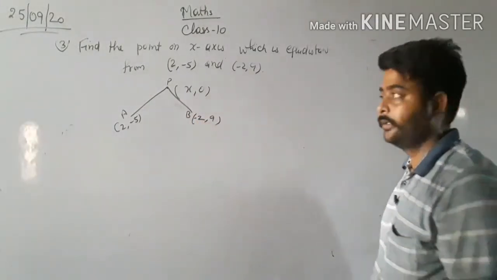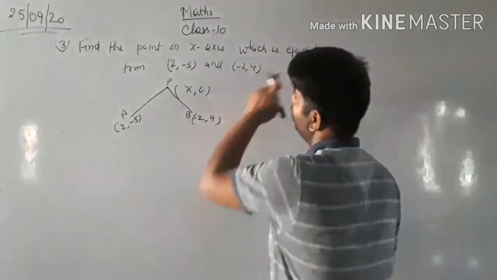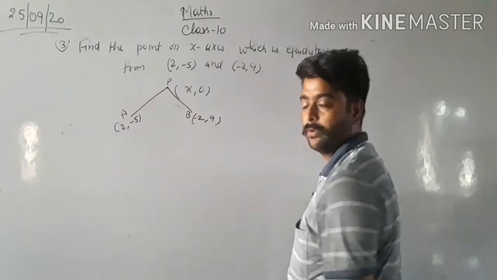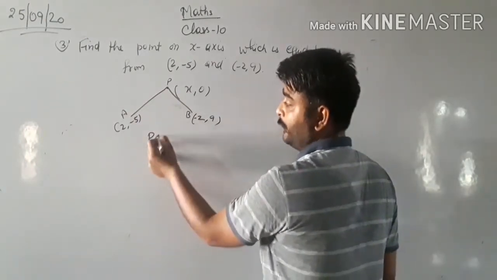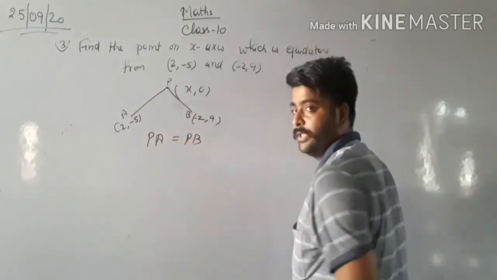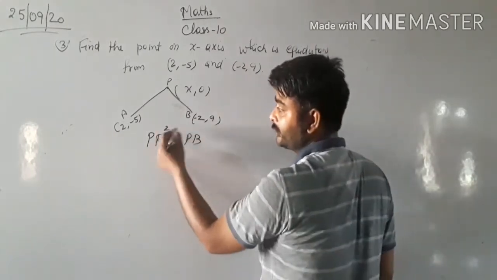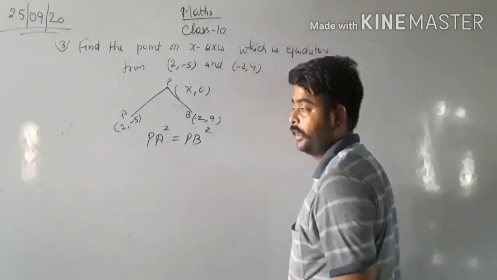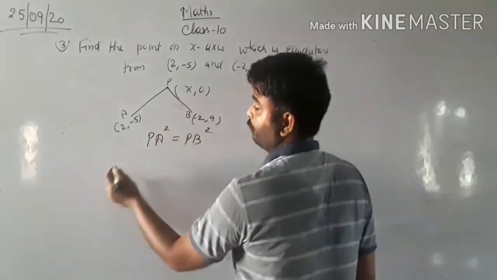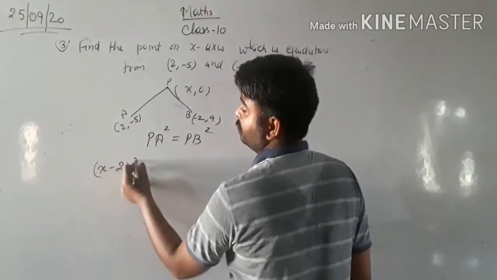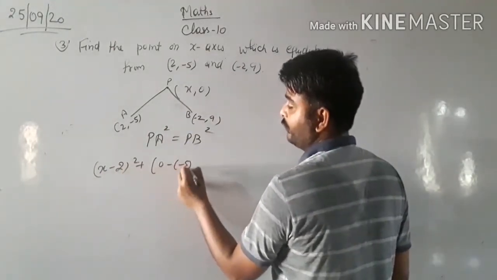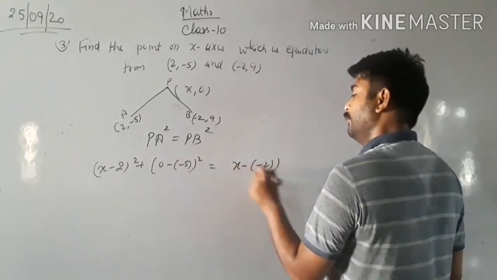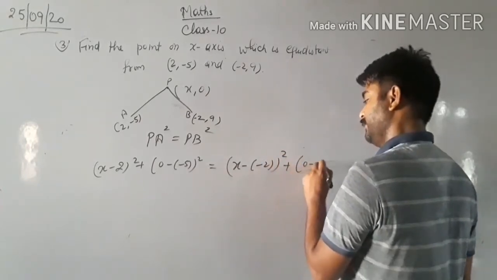So class, what is equidistant saying? Distance of PA is equal to distance of PB. So PA equals PB. If I write the square here, then we need not write the root in the formula. So (x minus 2) whole square plus (0 minus (minus 5)) whole square equals (x minus (minus 2)) whole square plus (0 minus 9) whole square.